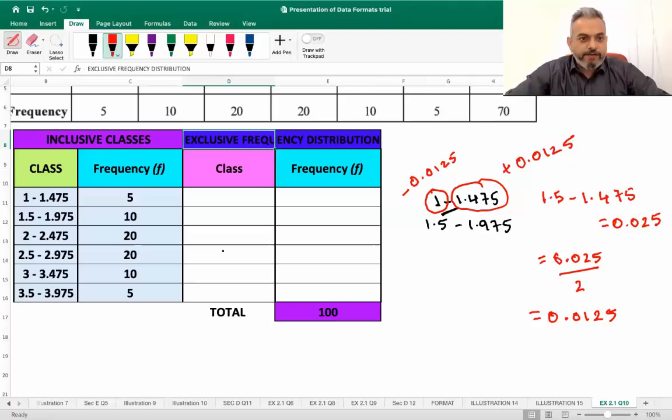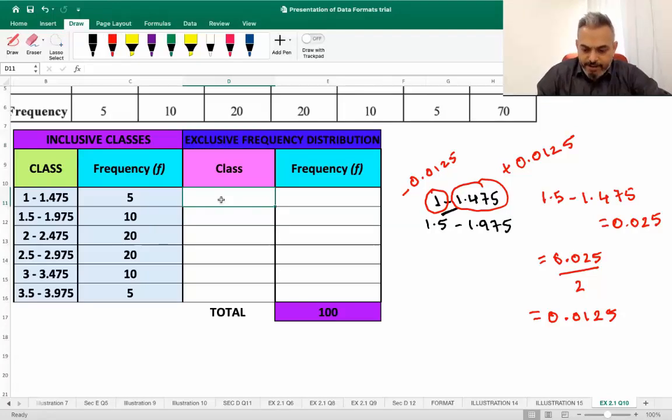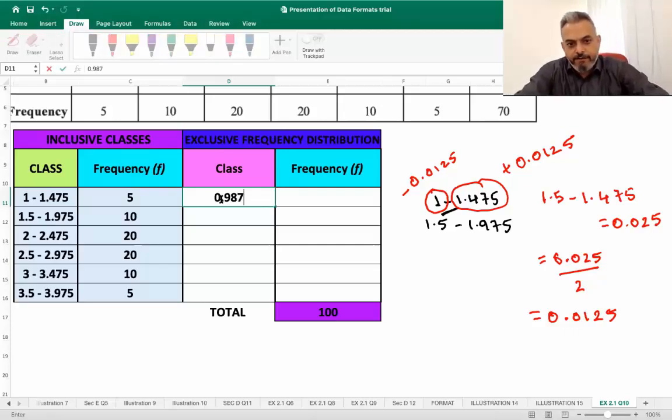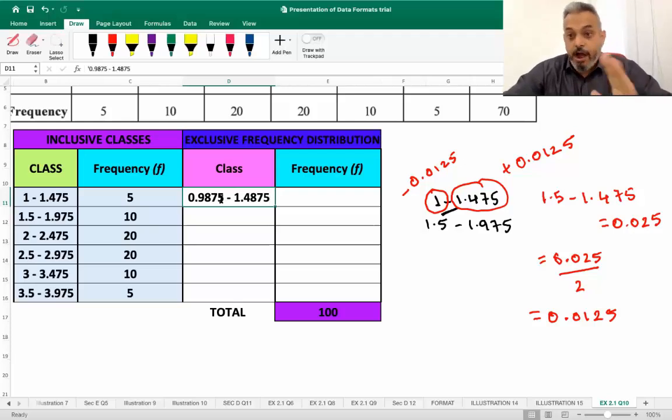Now, first class. What will be the first class? Your first class will be 1 minus 0.0125, which is equal to 0.9875, to 1.475 plus 0.0125, which is equal to 1.4875. Now, I'll show you a trick how to do this.